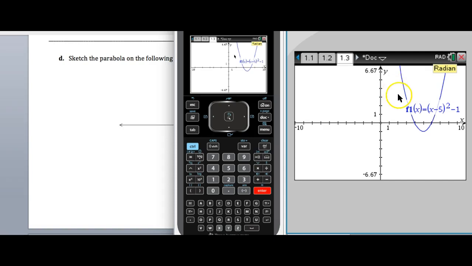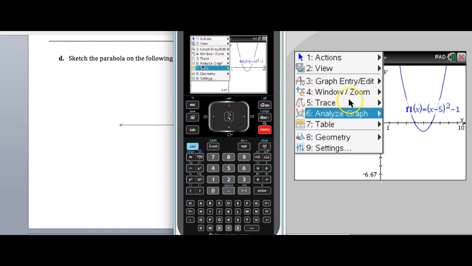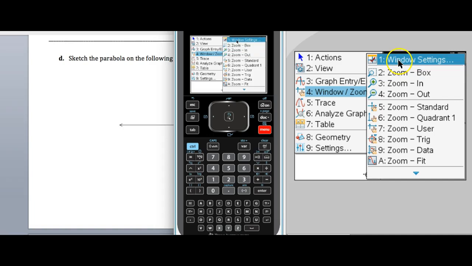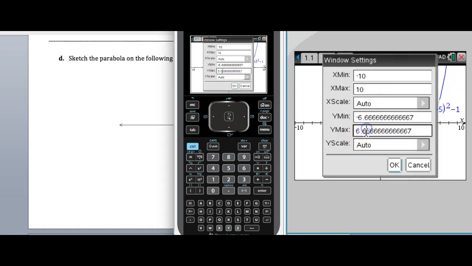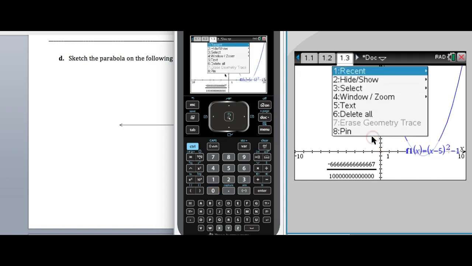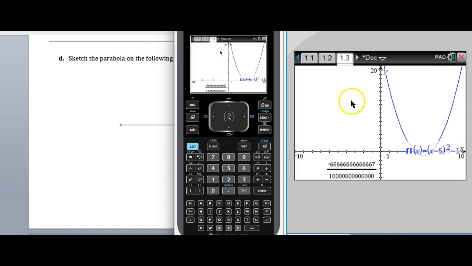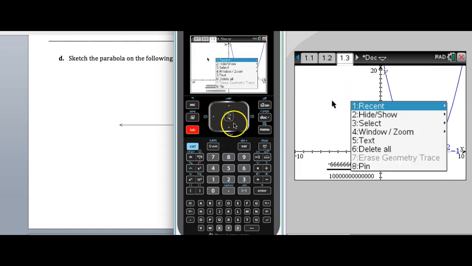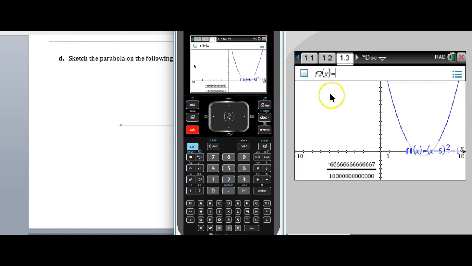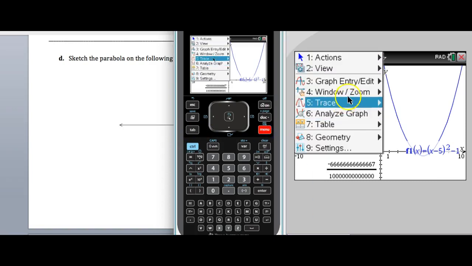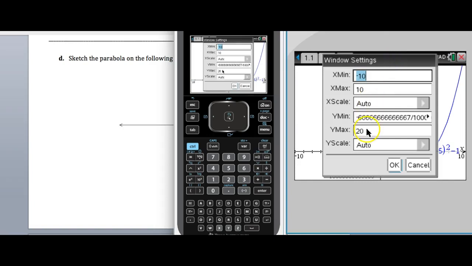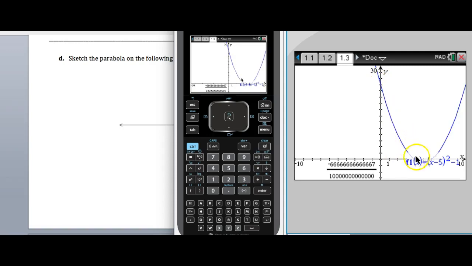The problem is we can't really see what the y-intercept is. So if you wanted to, we can just go to window settings and increase our y maximum. Let's see if 20 helps. No. What am I doing? Sorry, changing the window. Okay, so we can see that that's there. Let's move you out of the way. Okay, so I've got all the features now of my graph.